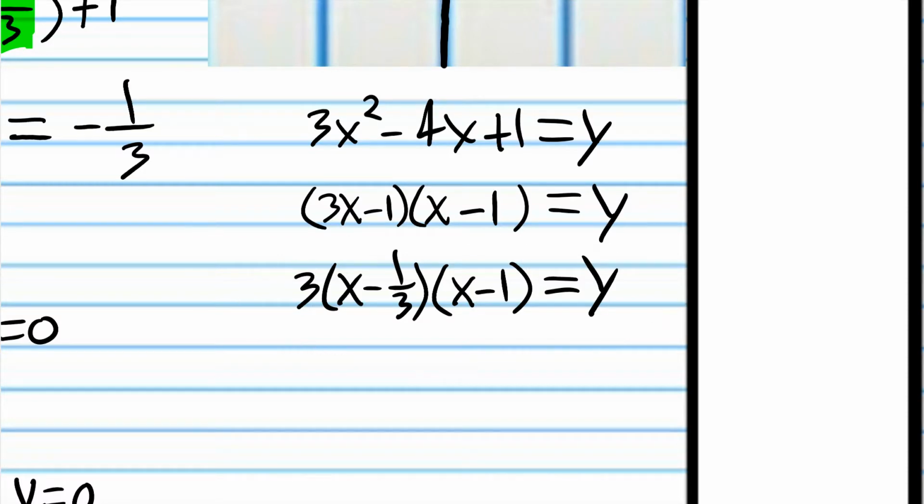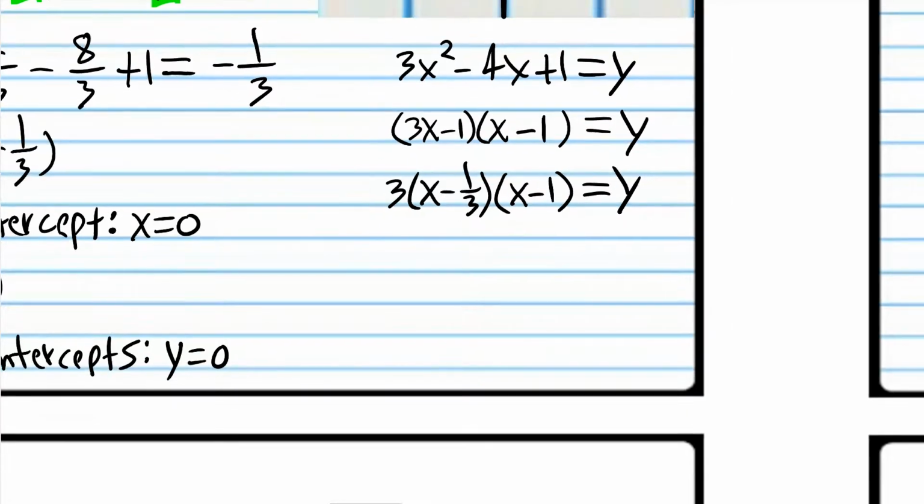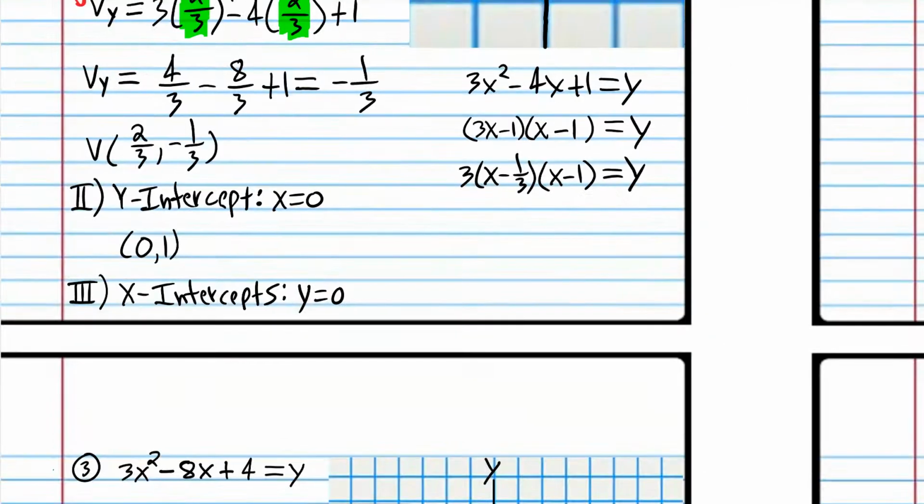And I just want to remind you that the reason that 1/3 and 1 are the intercepts is because if you plug in 1/3 here, it makes this entire expression 0. If you plug in 1, it makes this entire expression 0. And if the expression becomes 0, what does that mean? Well, it means y is 0. And that's exactly what we're trying to do when we find the x-intercepts. We're trying to let y be 0.